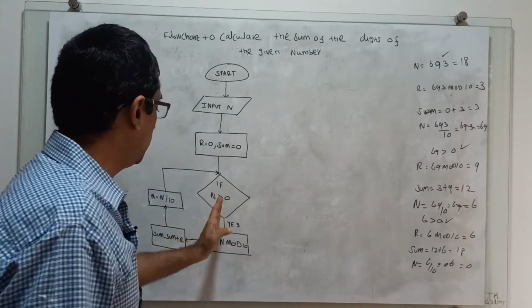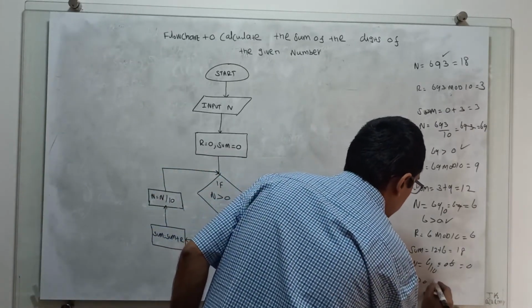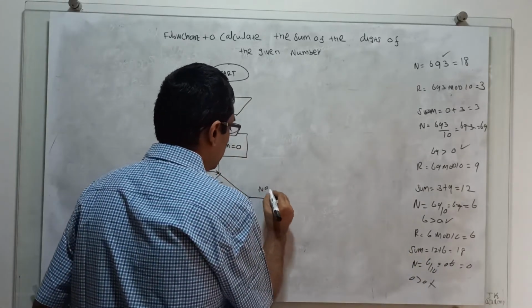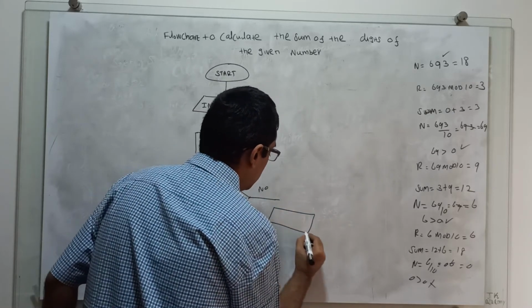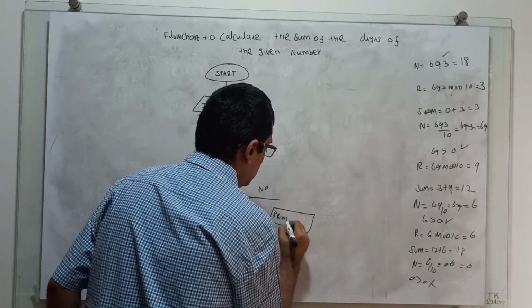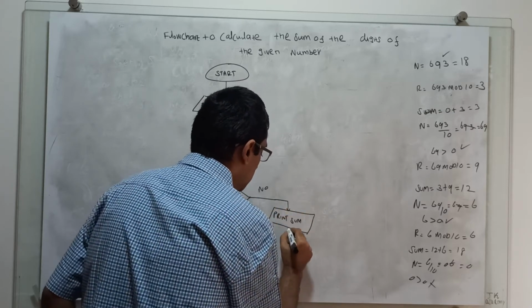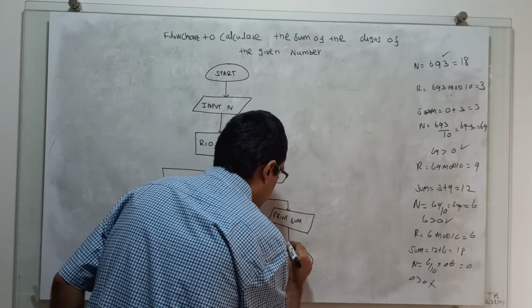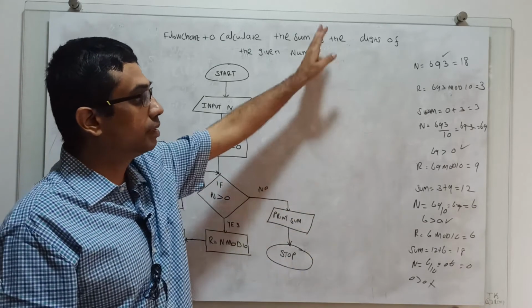So now it is not yes, it is no. n greater than 0 is no. So 0 greater than 0 is false. This is the no path. In the no path, I am printing the result. Print sum. Okay, got printed. Now this is the end of my flowchart, which is stop. Okay, that's it. So this is the flowchart to calculate the sum of the digits of the given number.